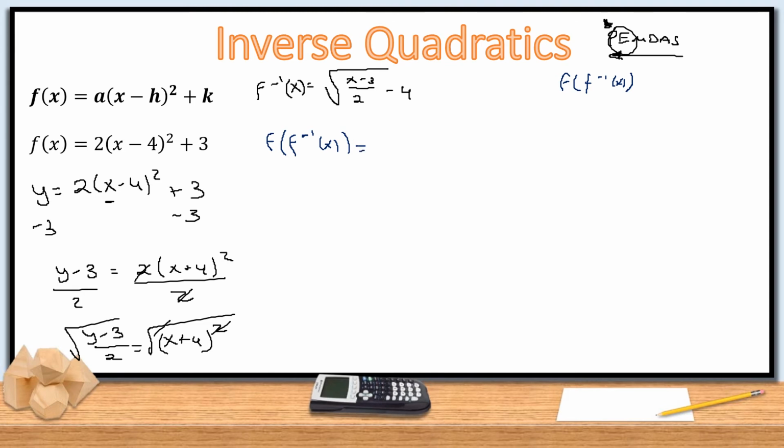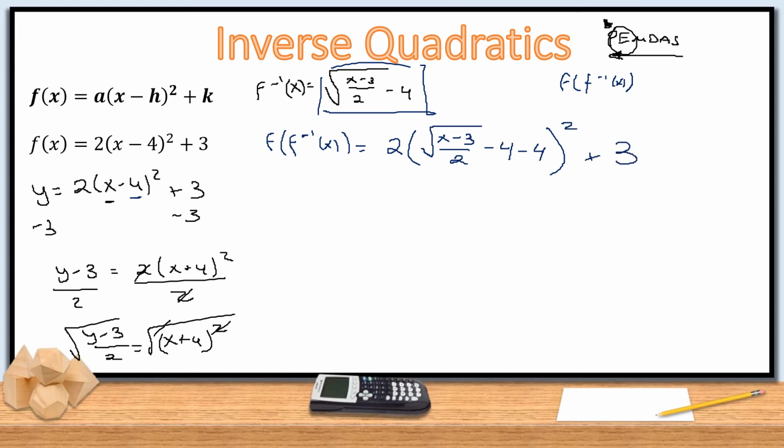So f of x is 2 times x minus 4, squared, plus 3. All right, now we've got our x part, so we're going to replace it with this. So 2 times square root of (x minus 3) all over 2 minus 4, and then we've got another minus 4, squared, plus 3 at the end. All right, so we have to evaluate this whole thing down.